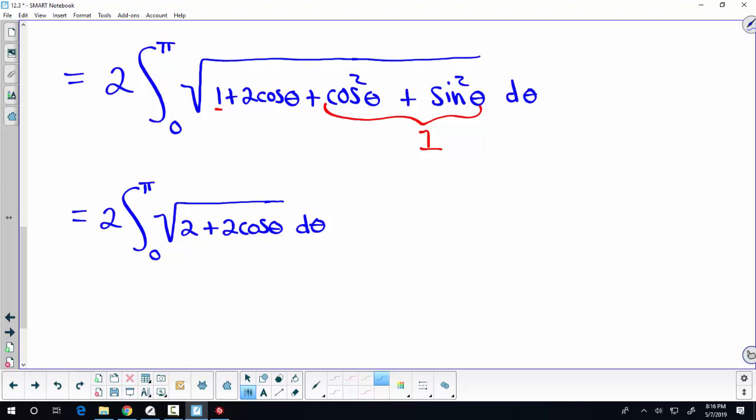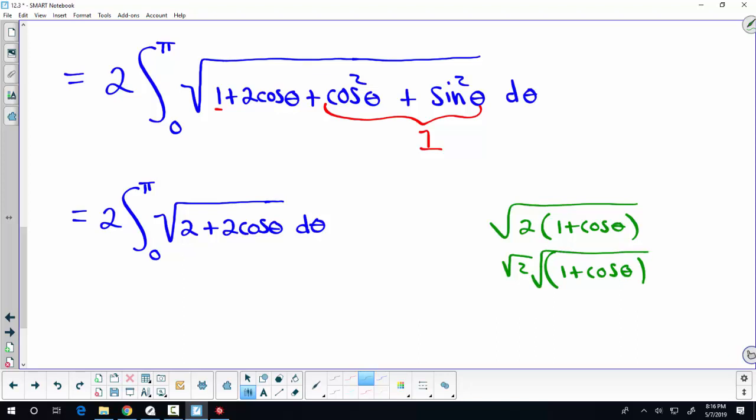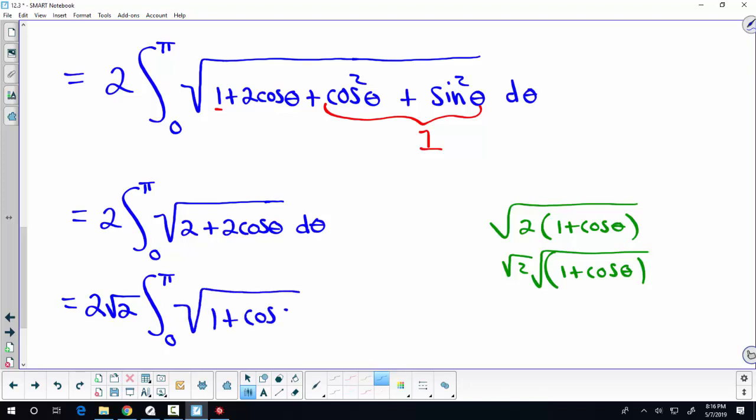Yeah, that's what I would do. Honestly, I would factor the 2 out, so that under the radical we have 2 times 1 plus cosine theta, and then we can take the radical 2 out and just try to determine how we integrate the square root of 1 plus cosine. So does anything help us here?